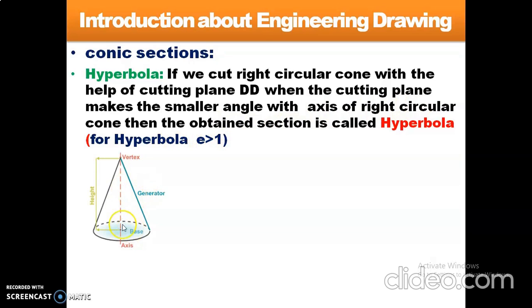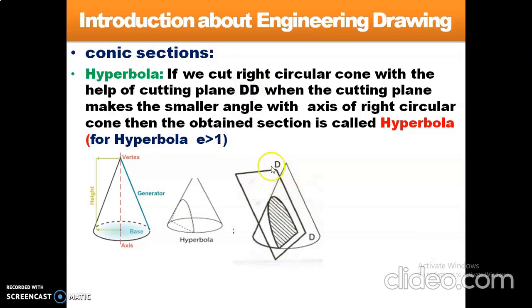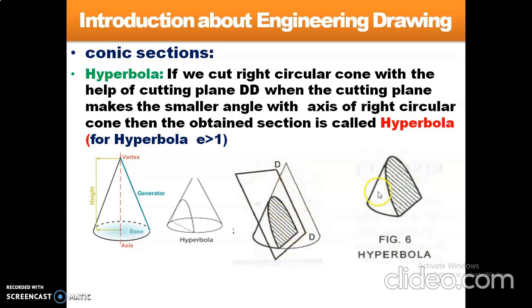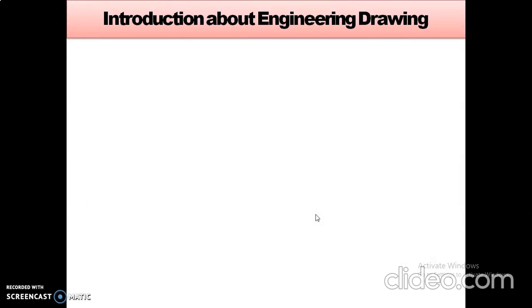This is a right circular cone. If we cut this right circular cone with the help of cutting plane DD, this cutting plane makes a smaller angle with the axis of the right circular cone. Then the obtained section is called hyperbola shape. This is the hyperbola shape. So these are called the conic sections.